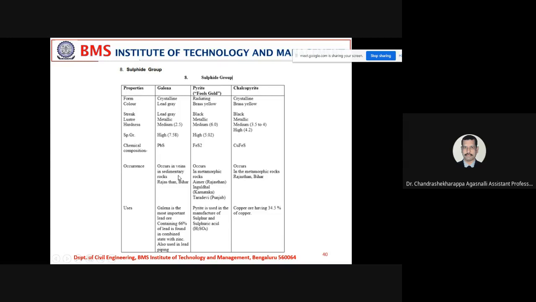In sedimentary rocks, there will be veins. Galena will be in veins. Almost all galena, copper, lead, zinc, gold minerals form in vein types, thin veins. I'll show you how thin veins look. It occurs in Rajasthan and Bihar. Galena is the most important lead ore, containing 66% lead, found in combined states with zinc, and also used in lead piping.